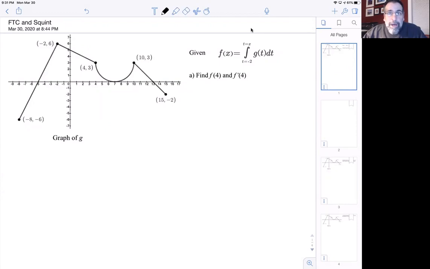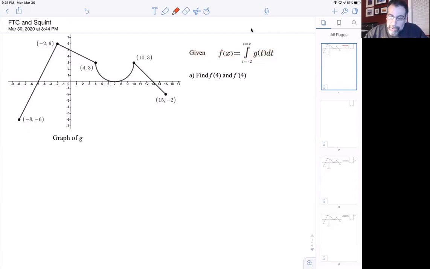Now, this problem is often linked with the fundamental theorem of calculus. You can see here that the given statement is that f of x is equal to the integral of g of t dt from t equals -2 to t equals x. That statement is the fundamental theorem, and we want to show how we're going to use this together with the Squint test to answer these types of questions, which are very prevalent on the AP exam.